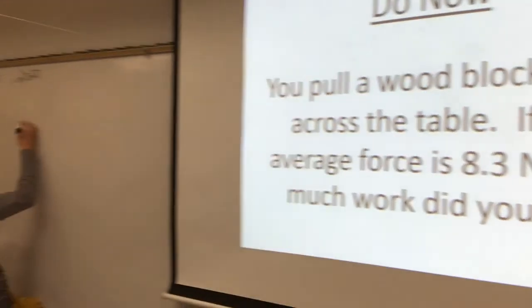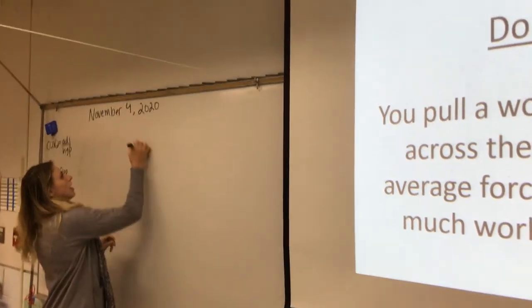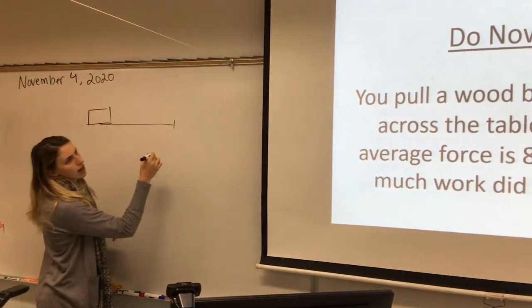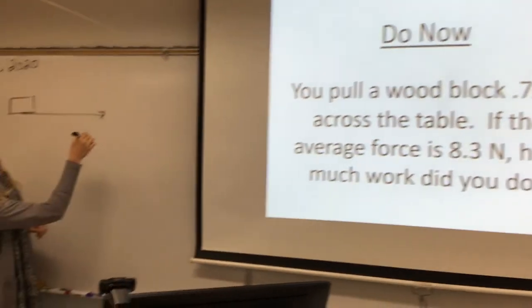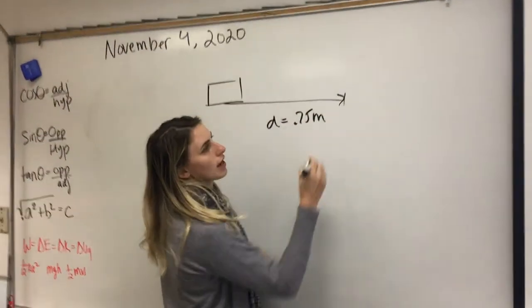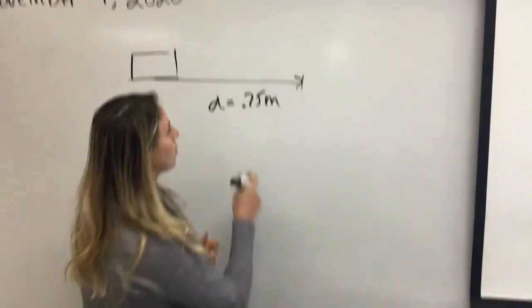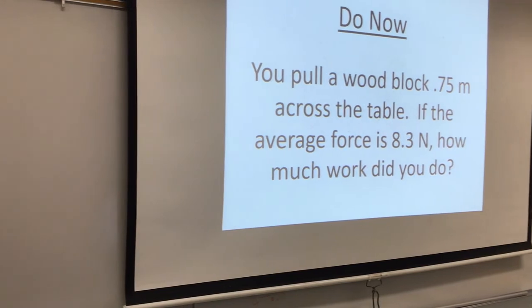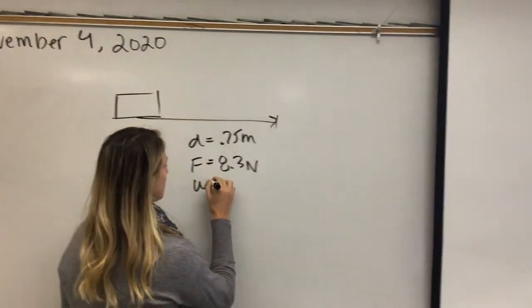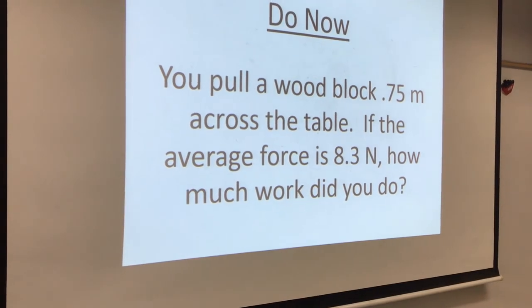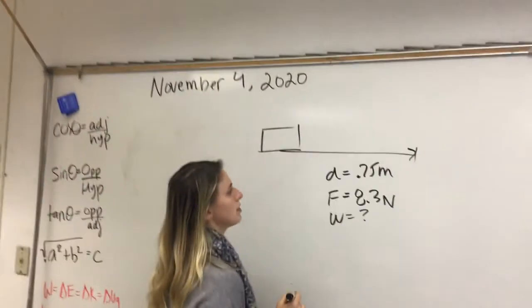Okay, so let me just go drop. So blocks here, and we pull it this direction. 0.75 meters, so distance is 0.75 meters. Okay. If the average force is 8.3 newtons, how much work do we do? What does average mean? Means that sometimes it's more, sometimes it's less, but the average is that. Okay, so overall average was 8.3.